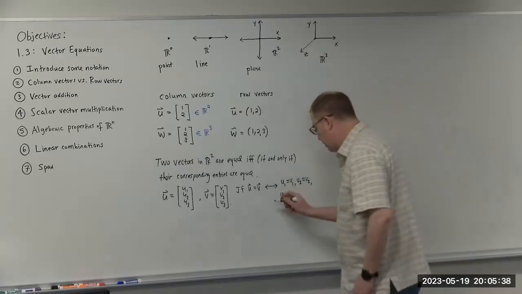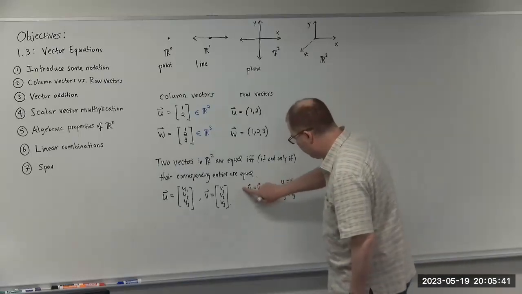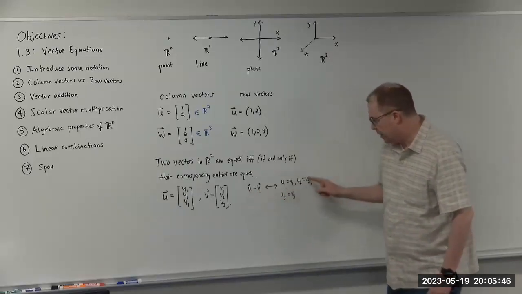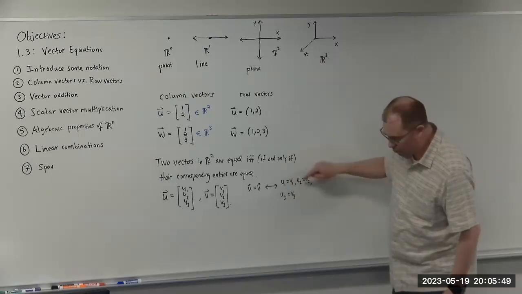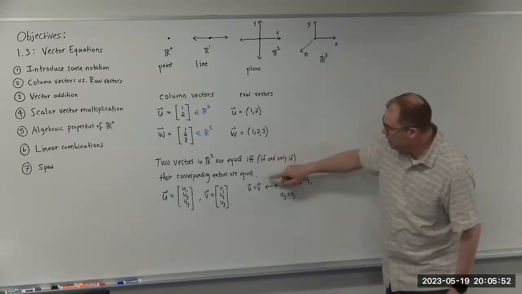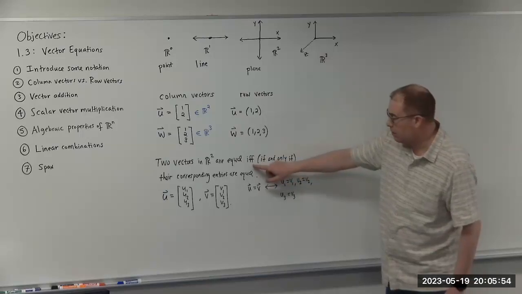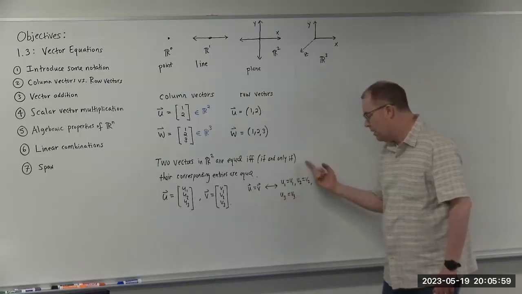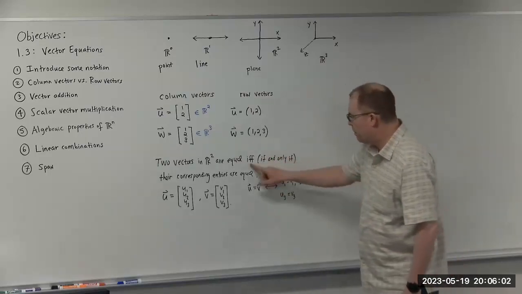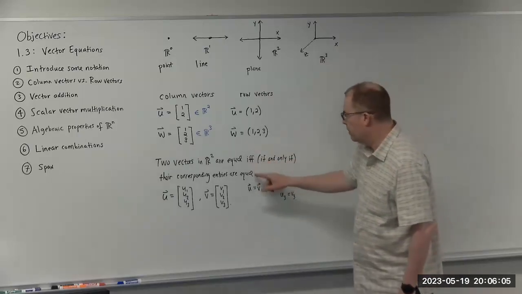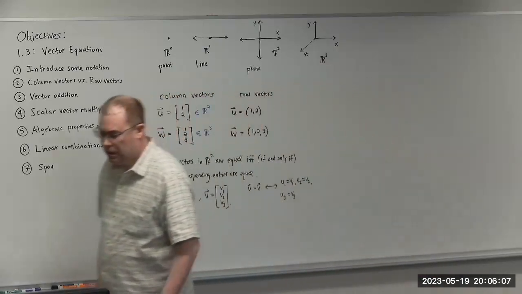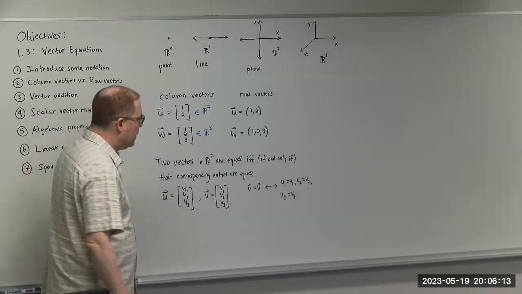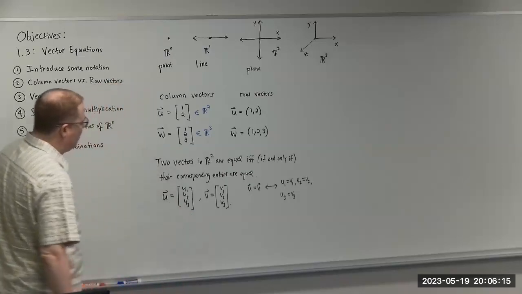So if these vectors are equal, that means we have this. If this is true, then that means this is true. So that's what this logical operator means: if and only if. If this is true, this is true; if this is true, then this is true. That's a very common thing to see, not only in linear algebra but also in a lot of the math courses.